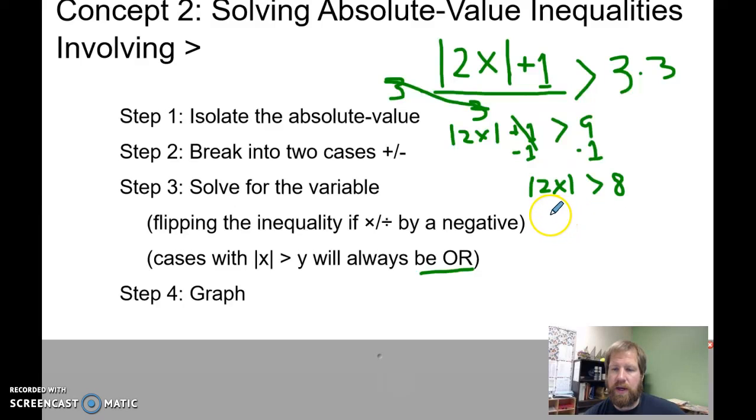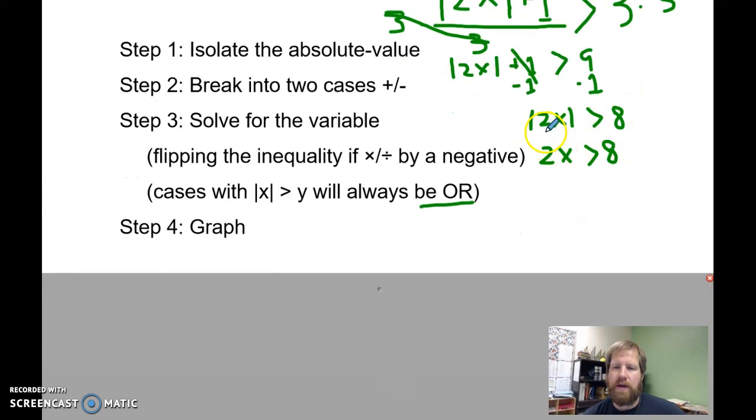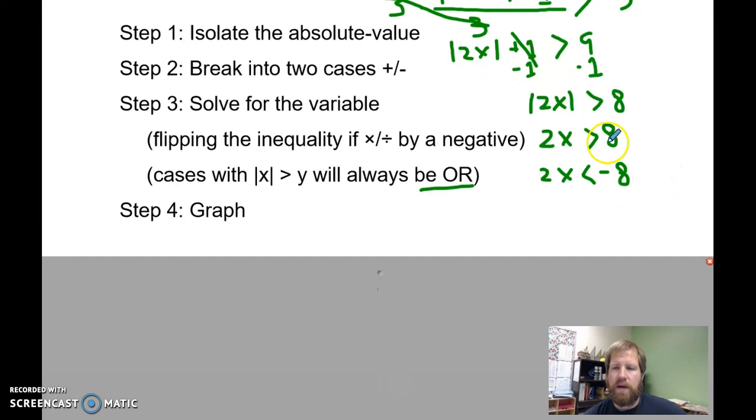Okay, go into my two cases. 2x is greater than 8. It's my easy first one, my positive value. Now my negative value, 2x is less than negative 8. Now that I've got my two cases and I've remembered to flip the sign and get my negative, I can solve for my variable.